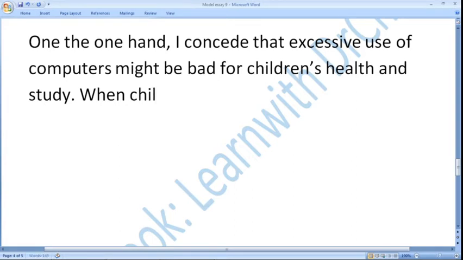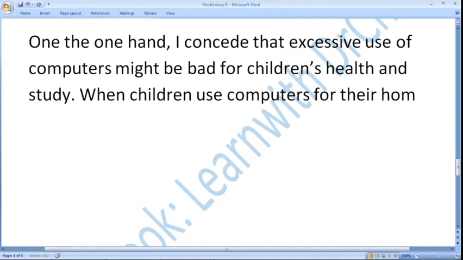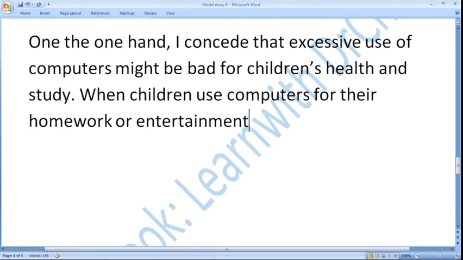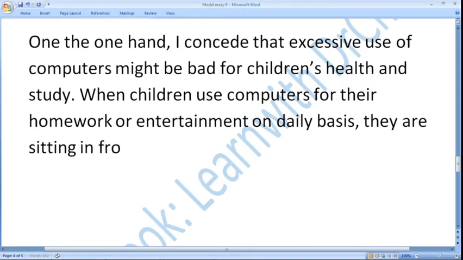When children use computers for their homework or entertainment on a daily basis for long hours, you can also say, it means they are sitting in front of computer screens.